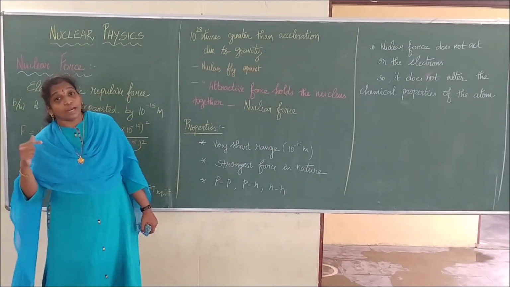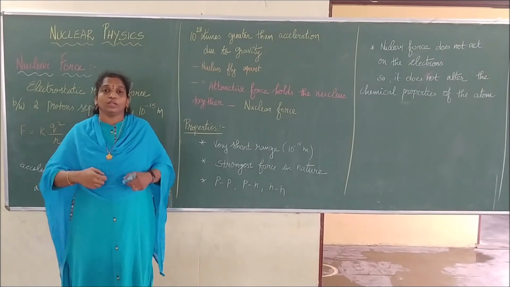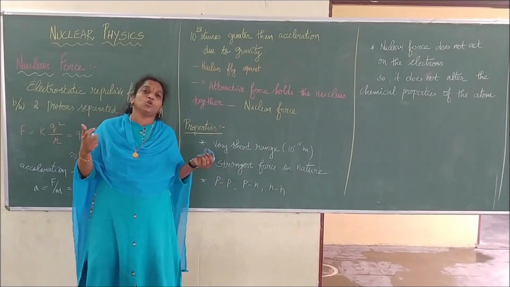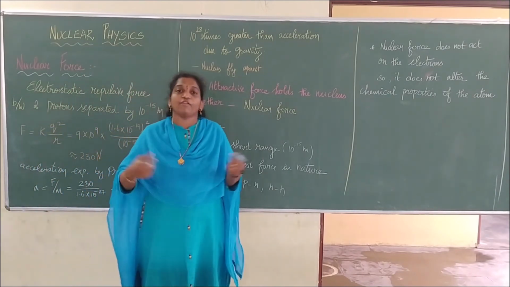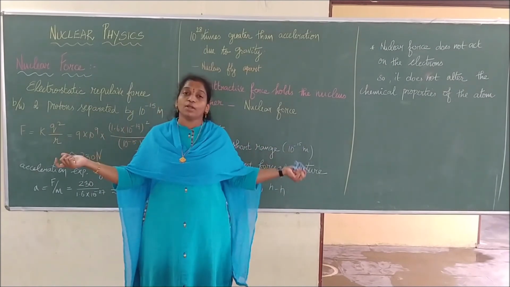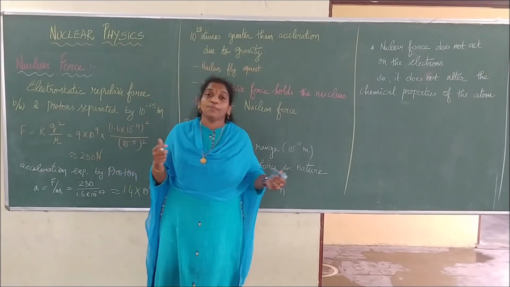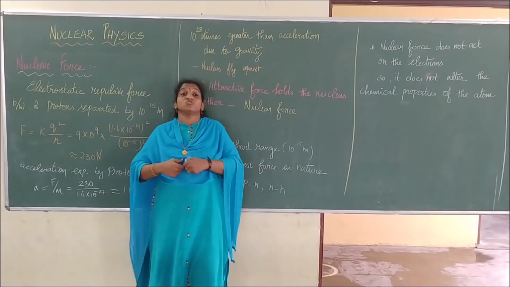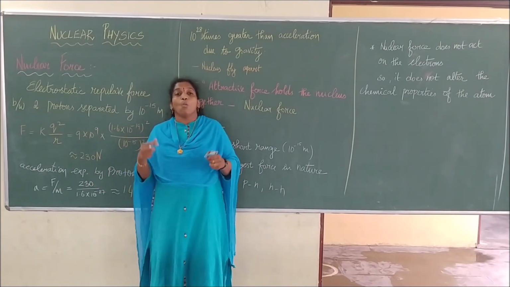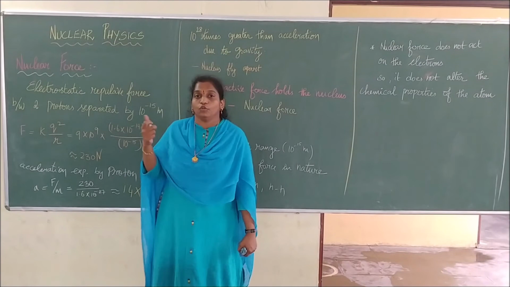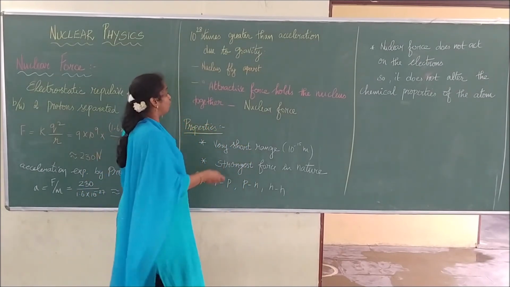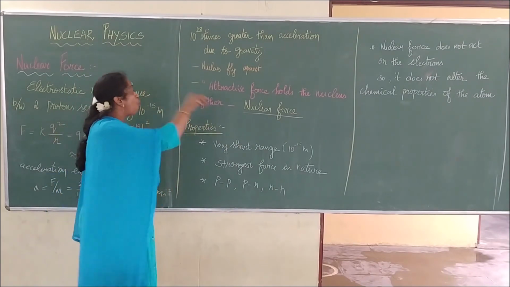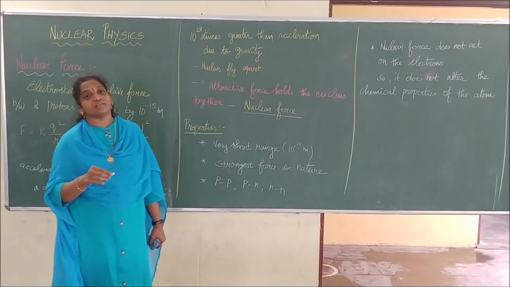Right? Therefore, under this condition, the protons in the nucleus should fly apart. That much strong repulsive force is acting between the two protons. The nucleus should fly apart and the protons should move apart, but it is not happening. All the protons are bound inside the nucleus. Therefore, apart from the strong repulsive force, there is another force called the strong attractive force. We call that strong attractive force the nuclear force. The attractive force which helps hold the nucleus together is the nuclear force.